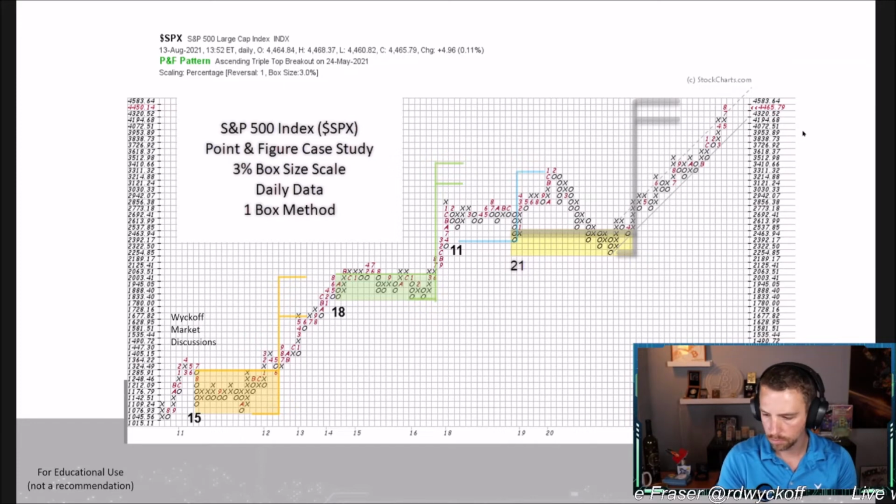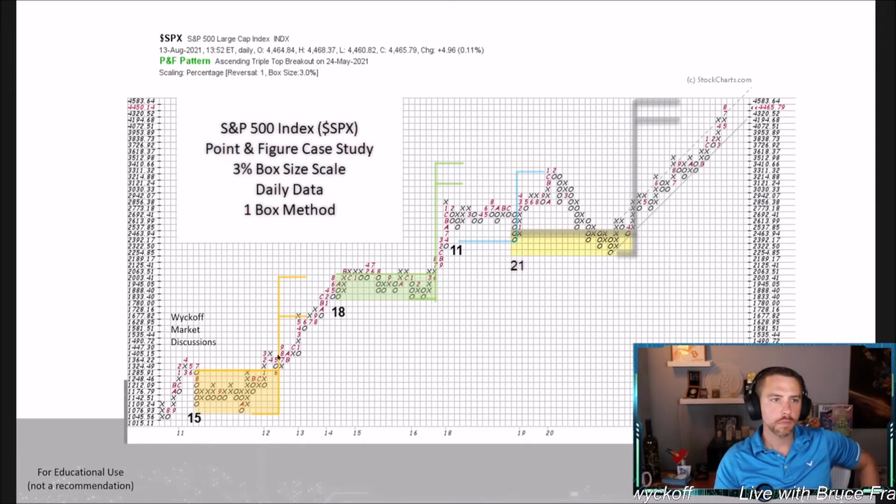I could go on and on about the current structure, and I'll show one chart here in a minute, but this chart is really cool. This is a different kind of scaling for point and figure. Instead of price, like 50-point scaling or whatever, we're doing percent. So this is a logarithmic scale. Each box is 3% higher than the prior one, and it's a one-box method. All I did was go back to 2011 and evaluate this uptrend with point and figure.